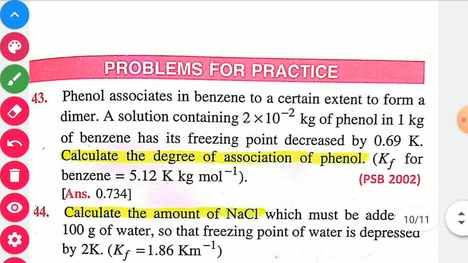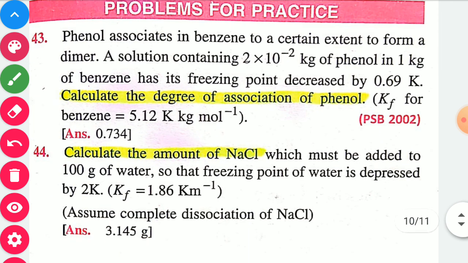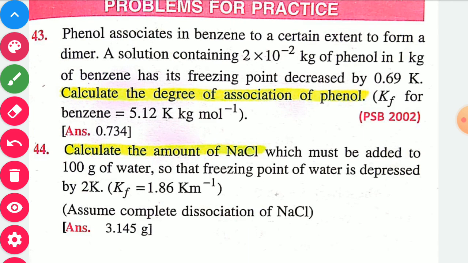Now there are some problems for practice. You should try to solve these questions. If you have any problem, you may ask. First question: phenol associates in benzene to a certain extent to form a dimer. A solution containing 2.2 into 10 power minus 2 kilogram of phenol in 1 kilogram of benzene has its freezing point decreased by 0.69 Kelvin. Calculate the degree of association of phenol, that is alpha. Kf for benzene is given, 5.12.